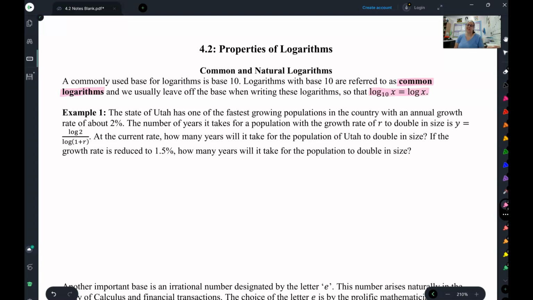Basically, this is saying if there is no base written under the log, we assume it's a base 10. Kind of like if you have a root that doesn't have a number next to it, you assume it's a square root. That's the same thing with logarithms. If there's nothing there, assume that it's a 10. You should be able to notice on your calculator a log button that doesn't have a base on it. That button will be a log base 10 button.